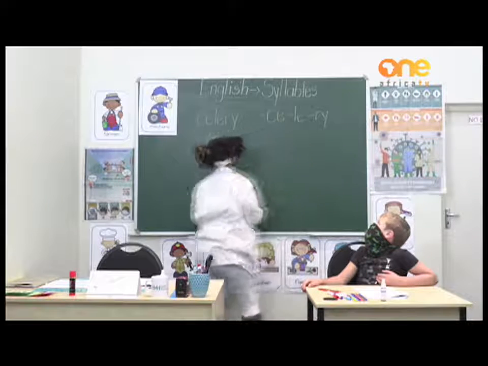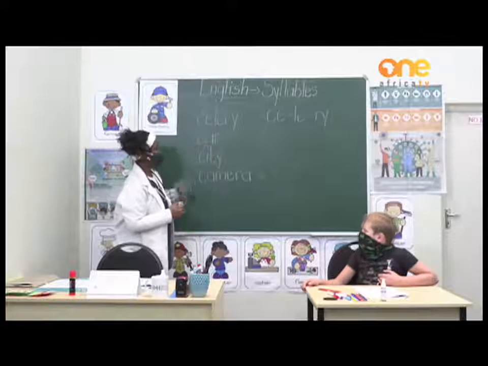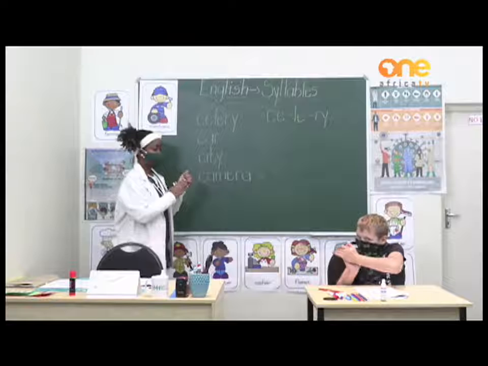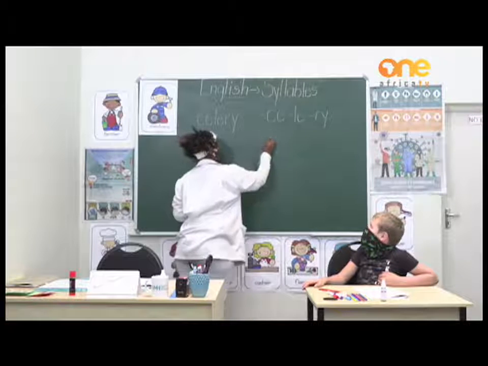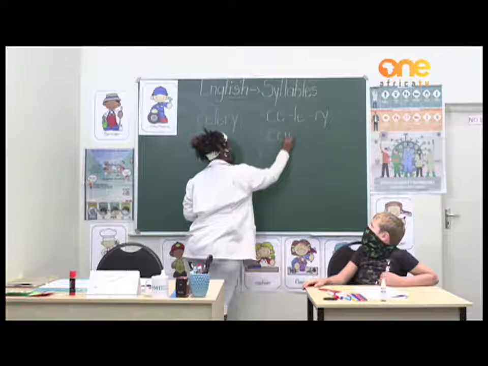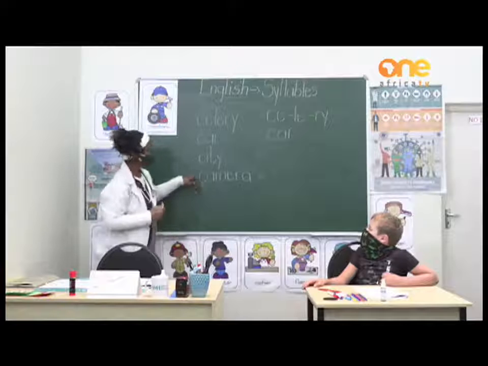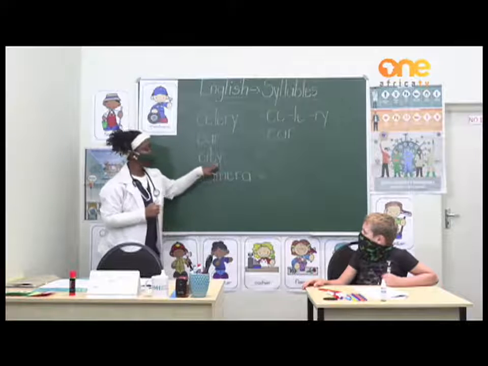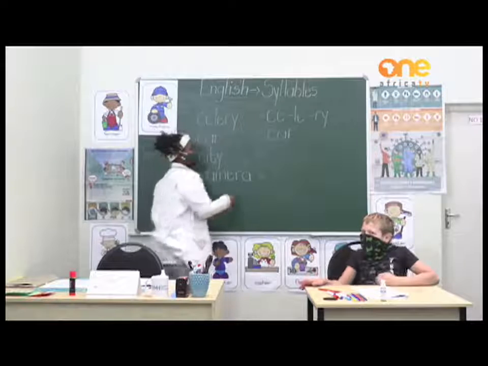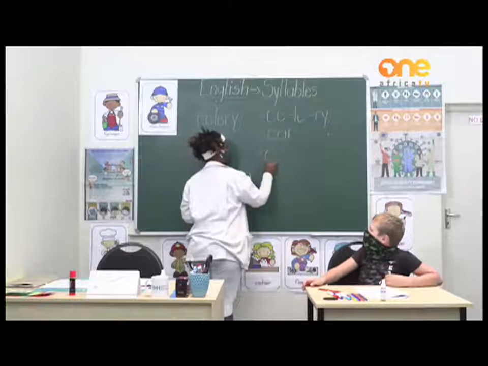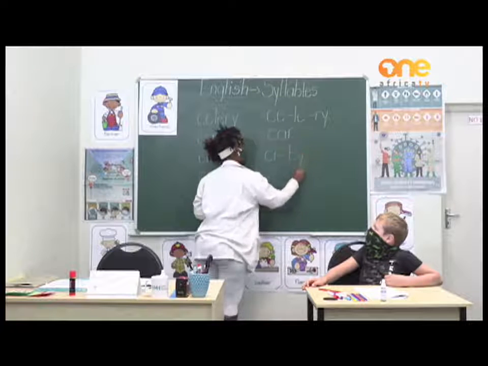Celery. Good. 3 syllables. How about the word car? Let us clap the word car. Car. How many times do we clap it? It's only 1. So the car word stays the same. It's only 1 syllable. Okay, how about this one here? City. Let us clap it. City. How many times did we clap it? 2 times, and so it means we have 2 syllables.